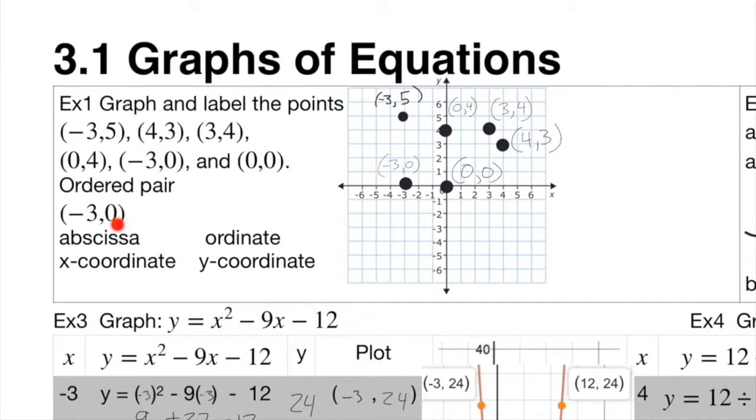And then one thing to keep in mind is that these are called ordered pairs because you've got two numbers that are paired together. The first one is the x-coordinate, sometimes called the abscissa, and then the second one is the y-coordinate, sometimes called the ordinate. Pause it if you don't have it completely copied down, but otherwise we'll just move on.